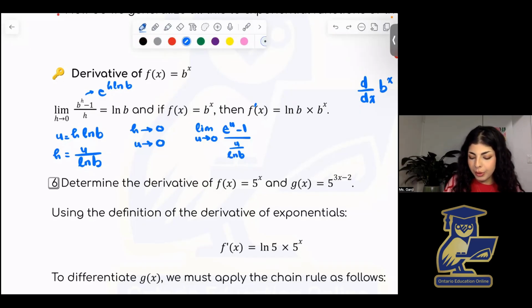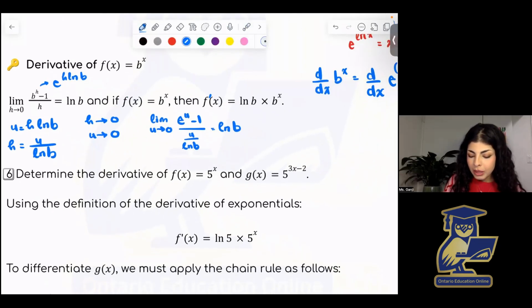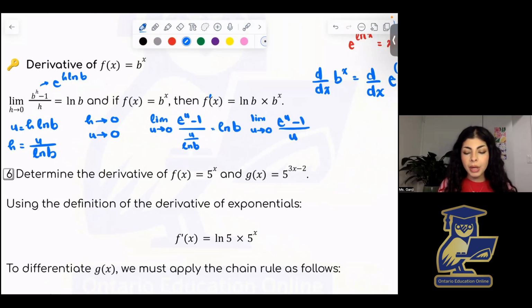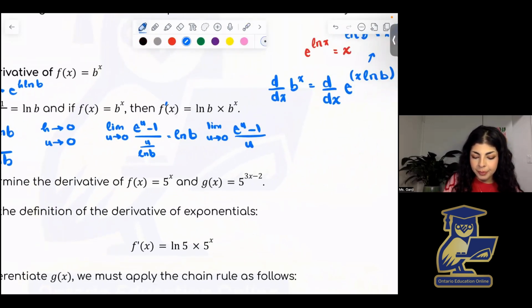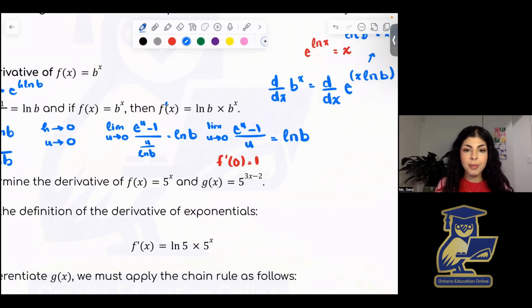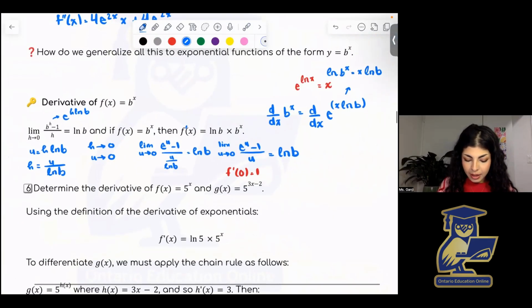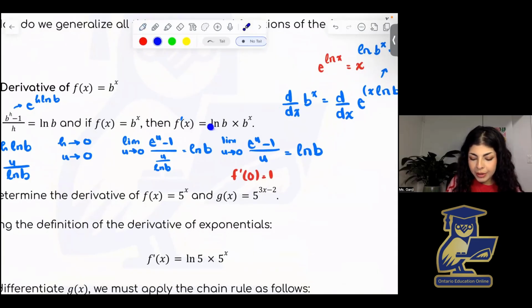And now I can actually rewrite this. So I have natural log of b, and this is a constant for our limit because it does not depend on u. So then my limit is just the limit as u approaches 0 of e to the power of u minus 1 over u. But if you remember, this is that same limit, the f prime of 0, which was 1. And so we can actually write this as just natural log of b. And then we would have that over here.